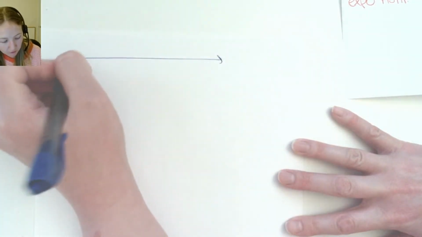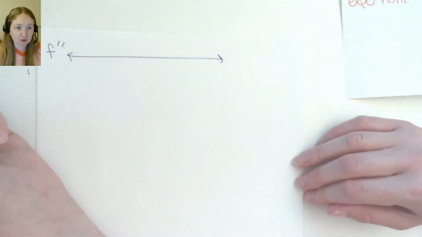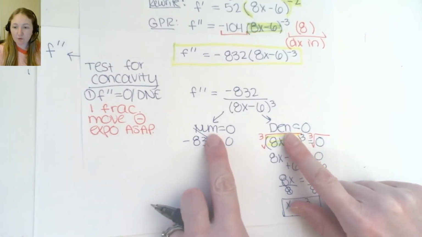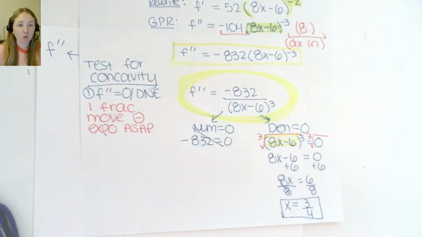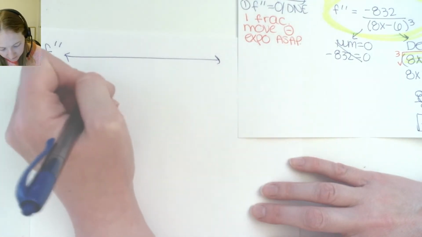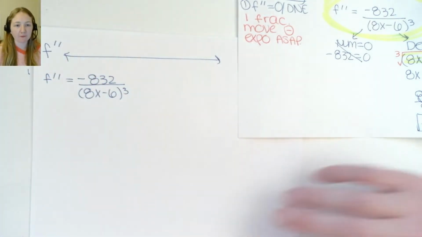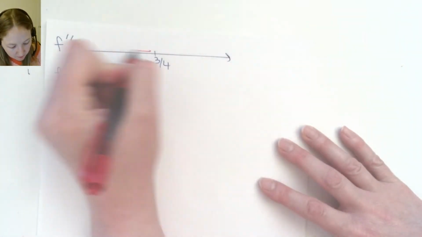Now, with this 3/4, we are then going to draw our derivative number line. However, now we are plugging into the second derivative, so the information that we're going to get is going to be different. Just like before, look right before you set them equal to 0. That is most likely your most simplified form of the derivative. So what you'll have is f double prime equals negative 832 over (8x minus 6) to the third power. We have our 3/4 number, and then we simply need to plug in a number to the left of 3/4.